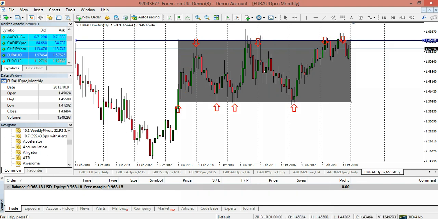This is what we call consolidation. This gray area is what is called consolidation. It means that the market is consolidated. It is kept within this range. So within this price point, 1.6048, and down here, let's call it 1.37, right? The bulk of the last years of movements have been within this price point.